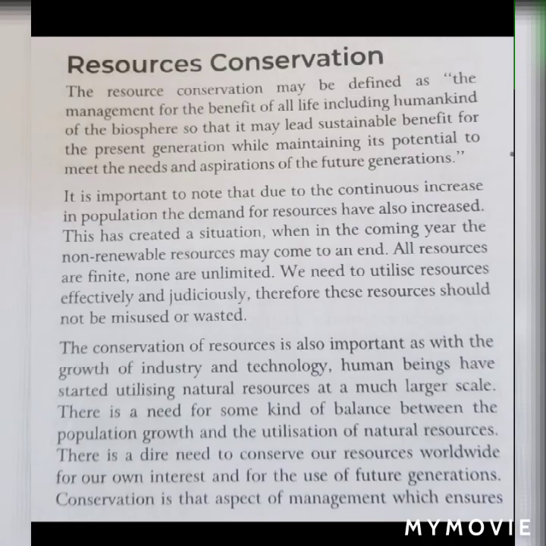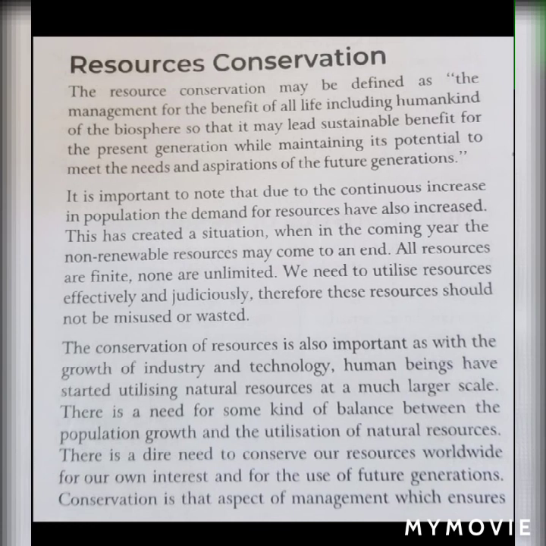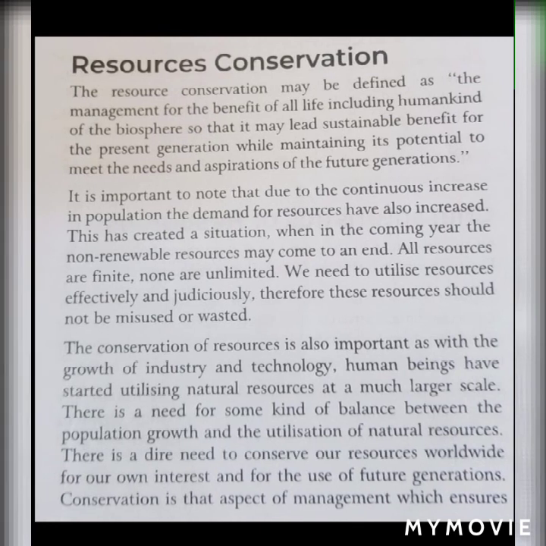In the end, we have resource conservation. How can we conserve our resources? Resource conservation may be defined as the management of the biosphere for the benefit of all life, including humankind, so that it may yield sustainable benefit for the present generation while maintaining its potential to meet the needs and aspirations of future generations.